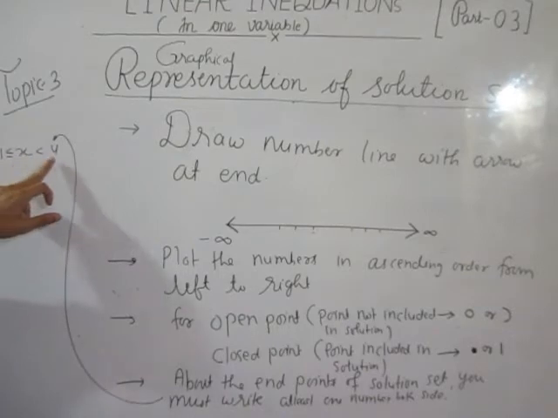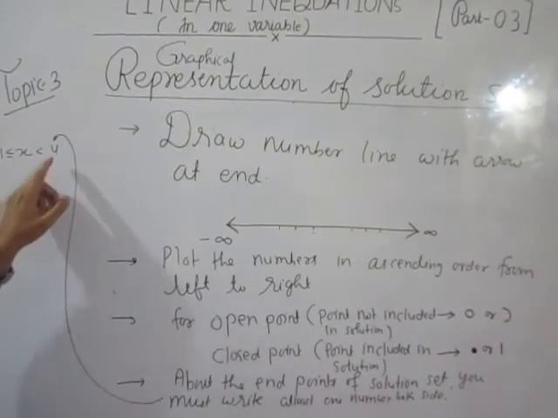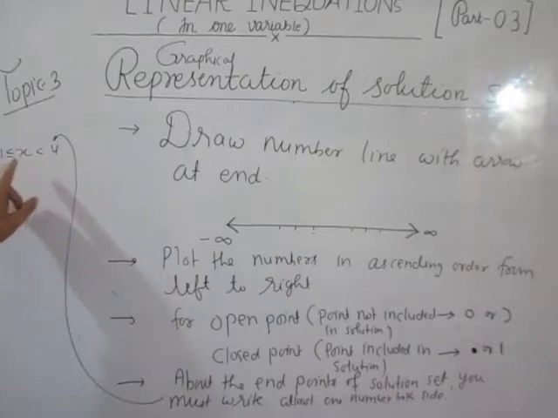X is less than 4. X is not equal to 4. It means we cannot include 4 in the solution set. So this is called open point. And here x is greater or equal to 1. That means x is also equal to 1. It is greater than 1 also. So 1 is included in the solution. So this point is called closed point of the interval.